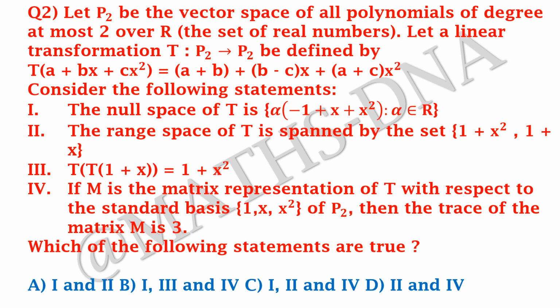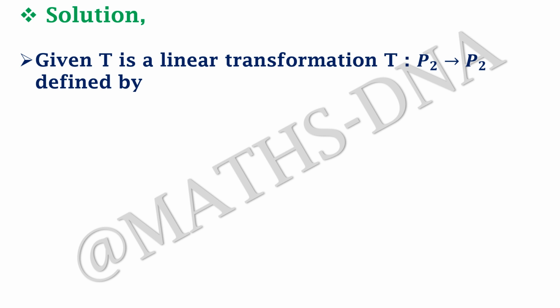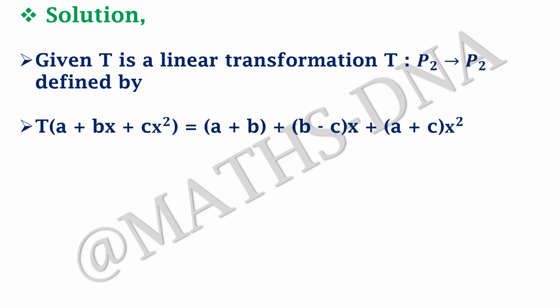The options are A: 1 and 2, B: 1, 3 and 4, C: 1, 2 and 4, and option D: 2 and 4. Firstly, we will write down what is given to us, and then we will solve each and every statement step by step. It is given to us that T is a linear transformation from P2 to P2, defined as T of A plus Bx plus Cx square equals A plus B plus (B minus C) into X plus (A plus C) into X square. This is to be noted down, and now let us solve the question with each and every statement step by step.